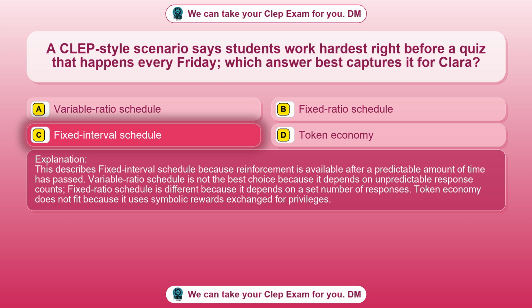This describes fixed interval schedule because reinforcement is available after a predictable amount of time has passed. Variable ratio schedule is not the best choice because it depends on unpredictable response counts. Fixed ratio schedule is different because it depends on a set number of responses. Token economy does not fit because it uses symbolic rewards exchanged for privileges.